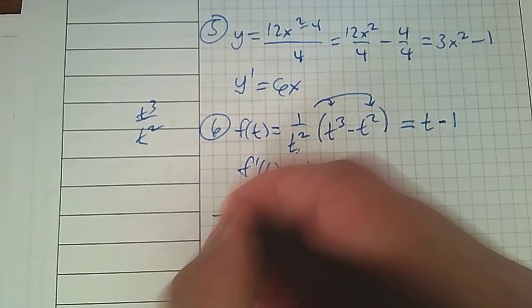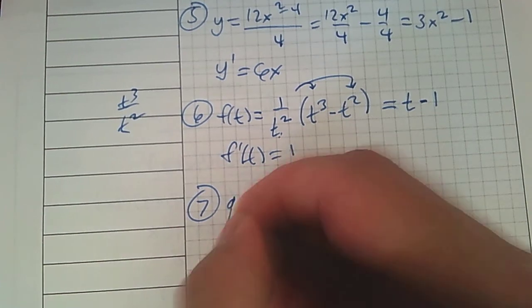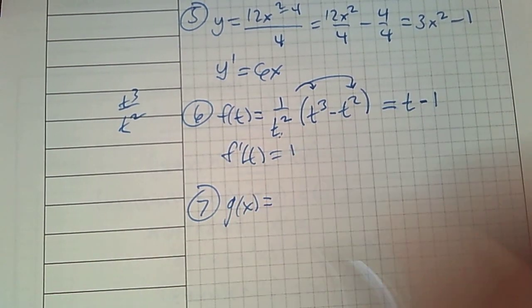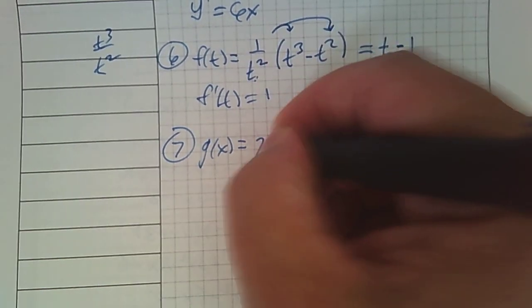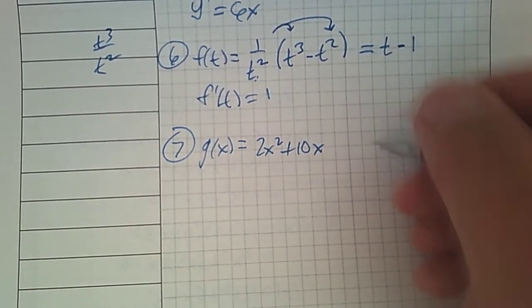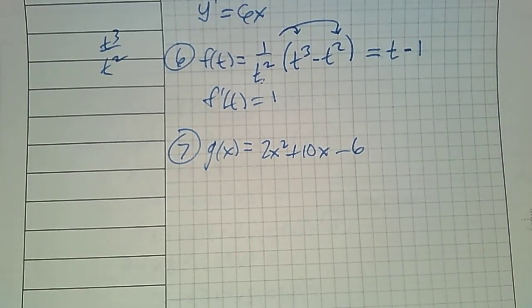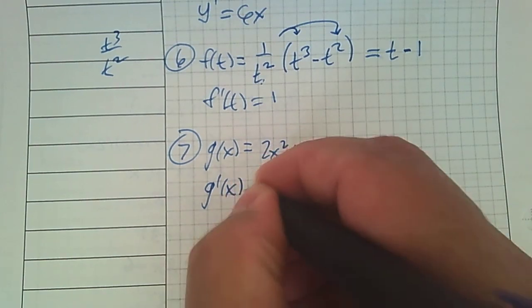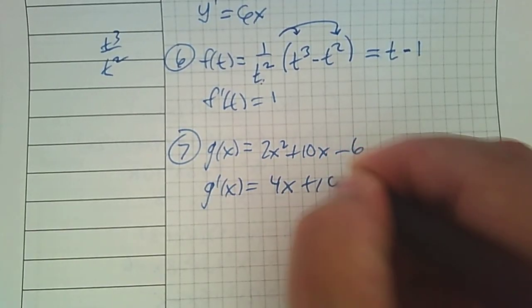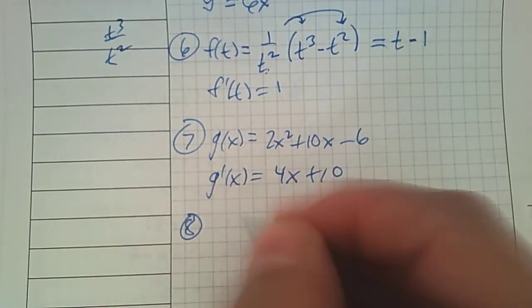Number 7. So again, what I look at, what's the algebra I can do to make this simpler? So I'm going to distribute. So that is going to be 2x squared plus 10x subtract 6 when I distribute. Then I'm going to take the derivative and get 4x plus 10. So I'm looking for the algebra to make it simpler.